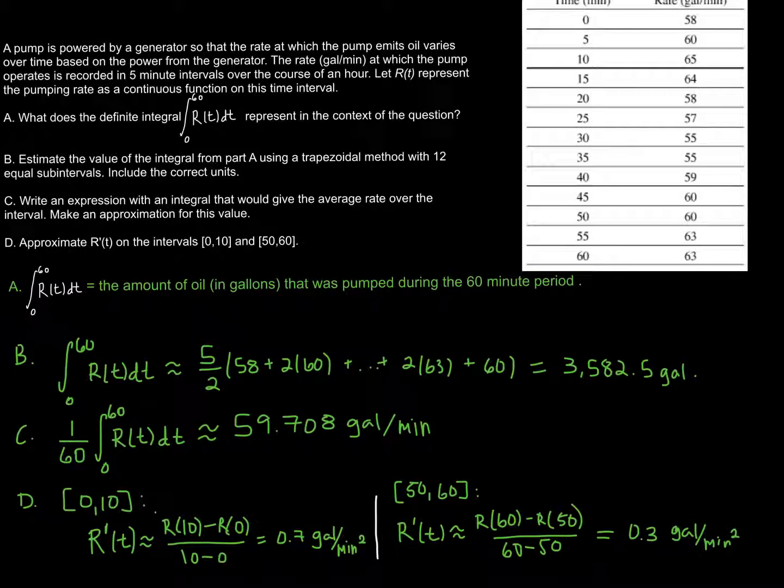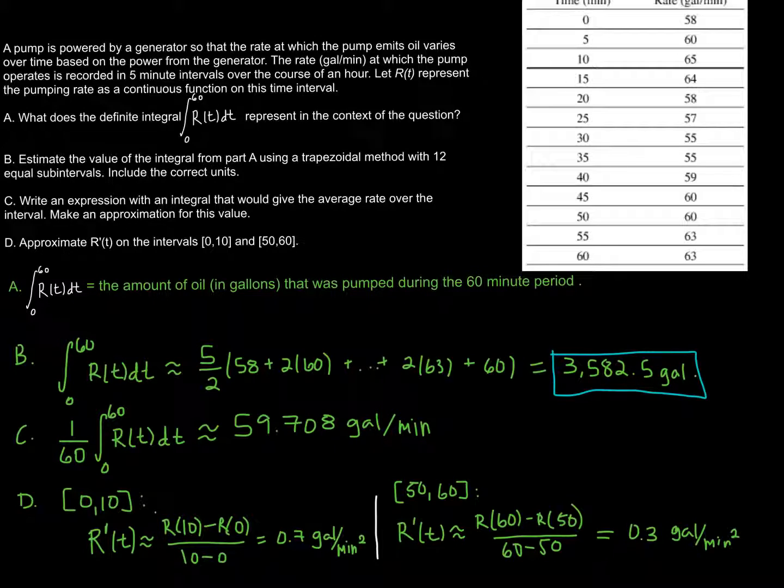You should remember that. And so this will be pretty easy to calculate. I'll end up with 3,582.5, and it's important that you have gallons here. That will be 1 point out of your solution. So you might even get 3 points here, setting up your approximation correctly, and then having the correct value and the correct units, but at least 2 points.